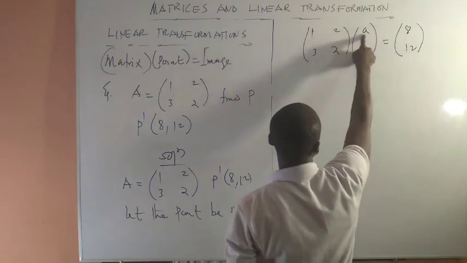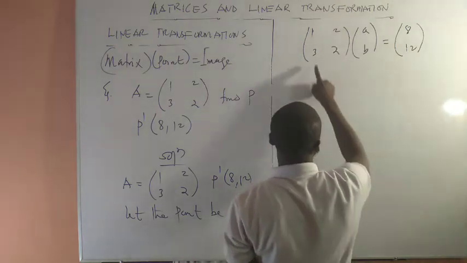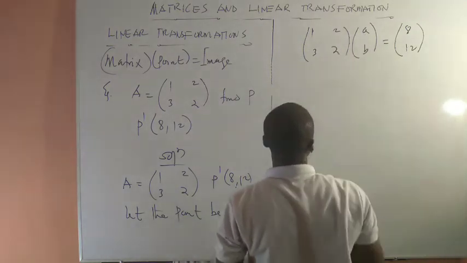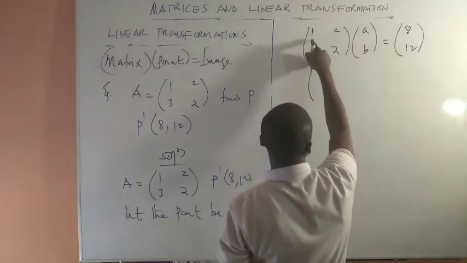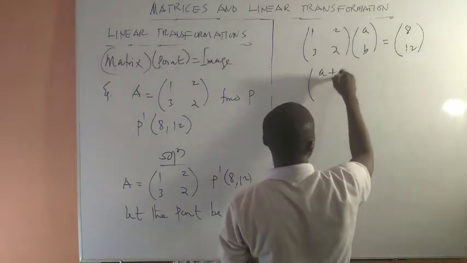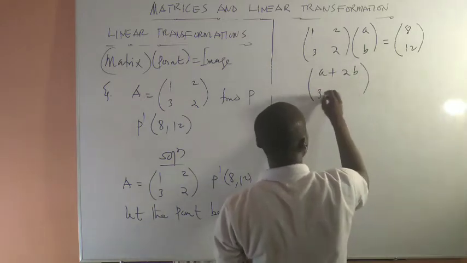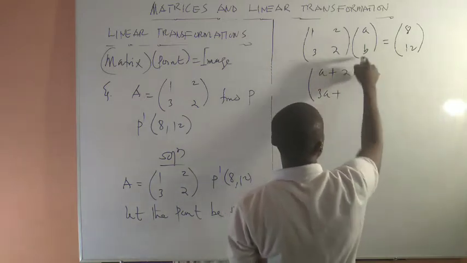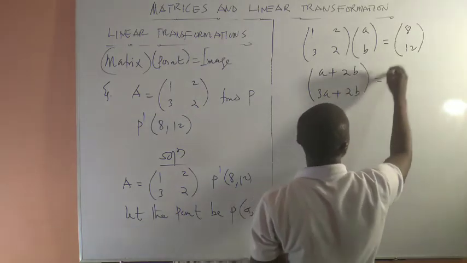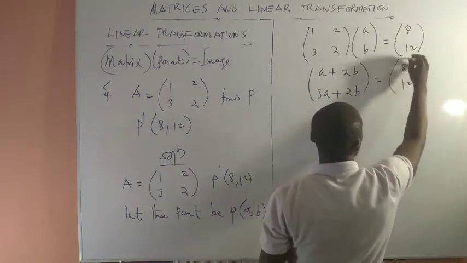It's 1 times A plus 2 times B. Then it's 3 times A plus 2 times B. So we have 1 times A will give us A plus 2 times B will give us 2B. 3 times A will give us 3A plus 2 times B will give us 2B. And this is equal to 8, 12.